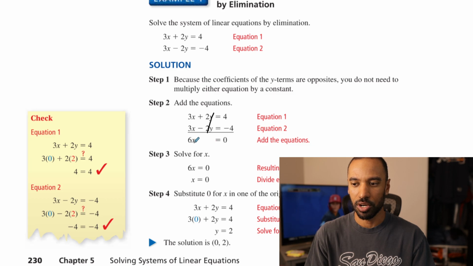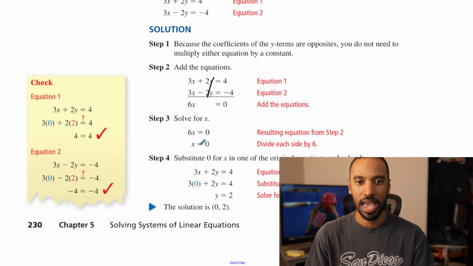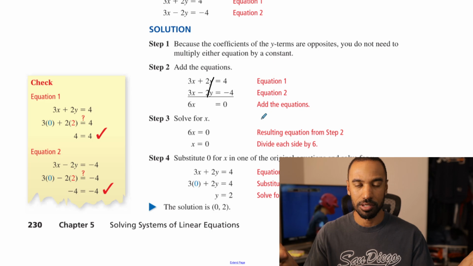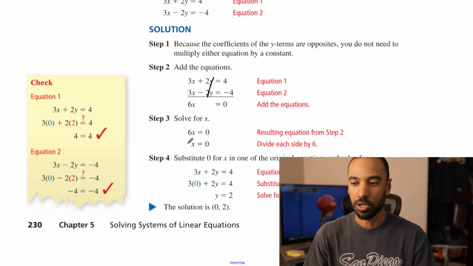So 4 minus 4 is 0. 6x equals 0 is now your equation, and you can use that to solve for x. You divide both sides by 6. 6 times what is 0? 0. So x equals 0.